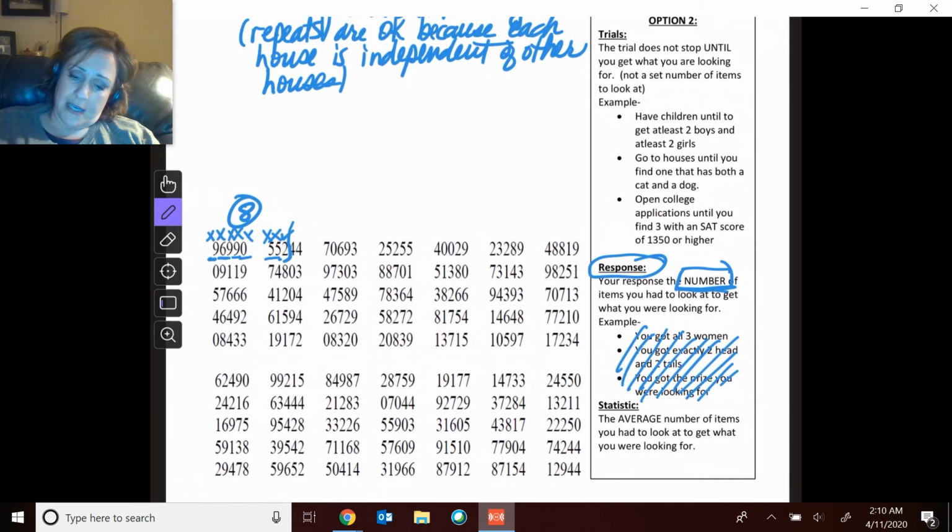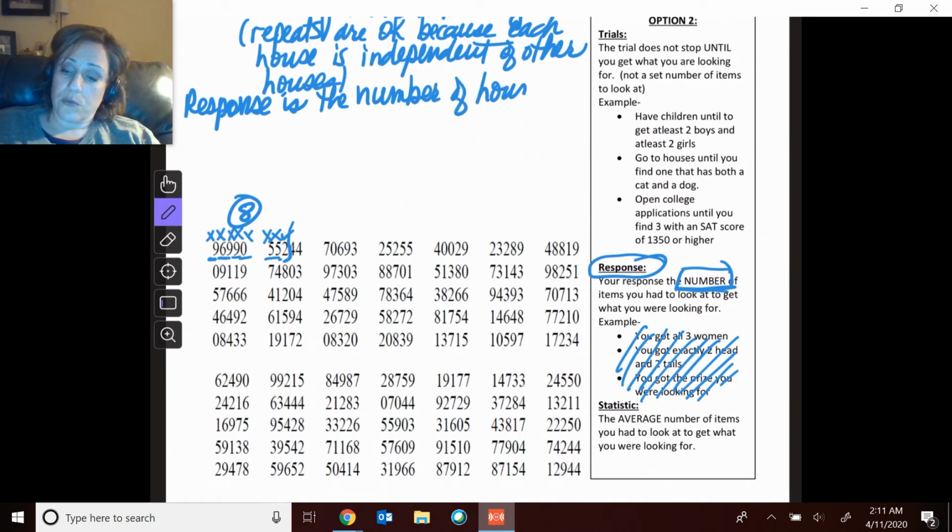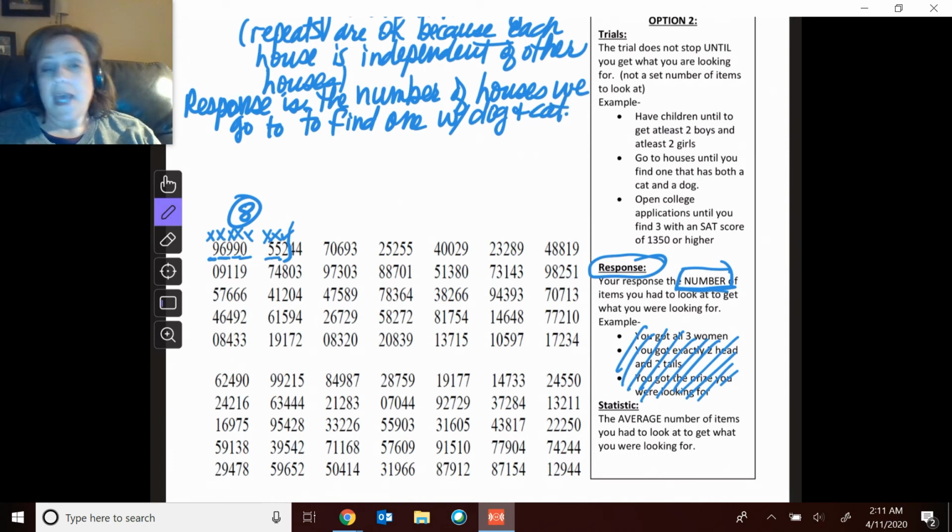We can go ahead and write that here. Our response for each trial is the number of houses we go to find one with a dog and a cat. All right, so I'm going to go ahead and pause and do my other 4 trials, and then we'll get to come together and do the statistic, which will be the average of that.